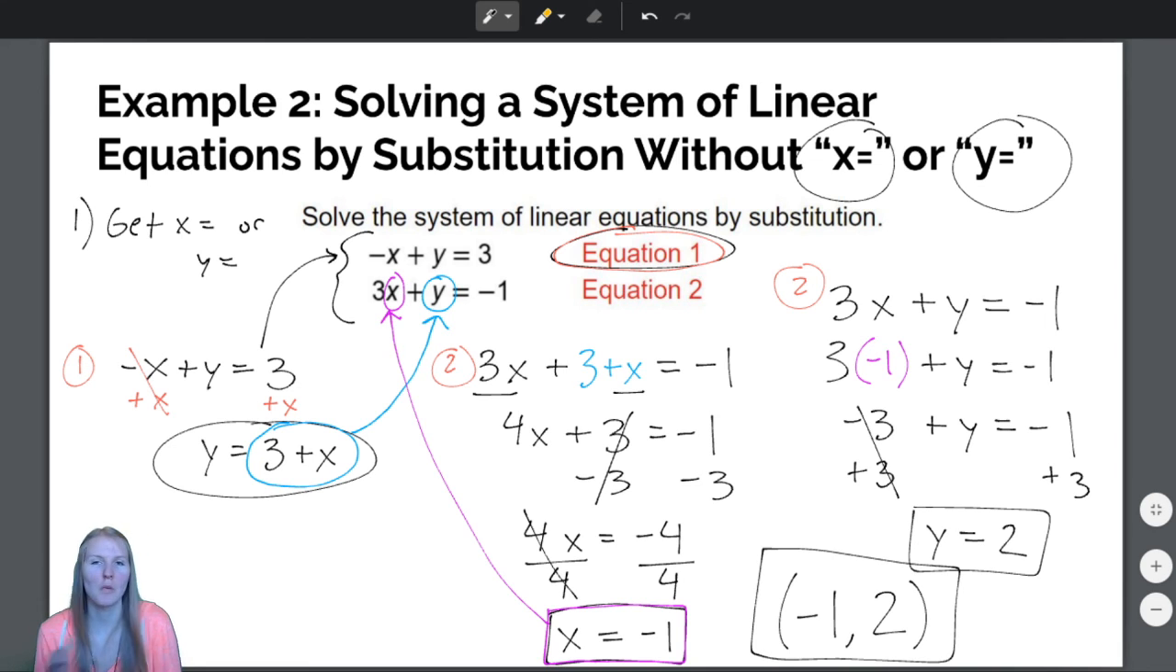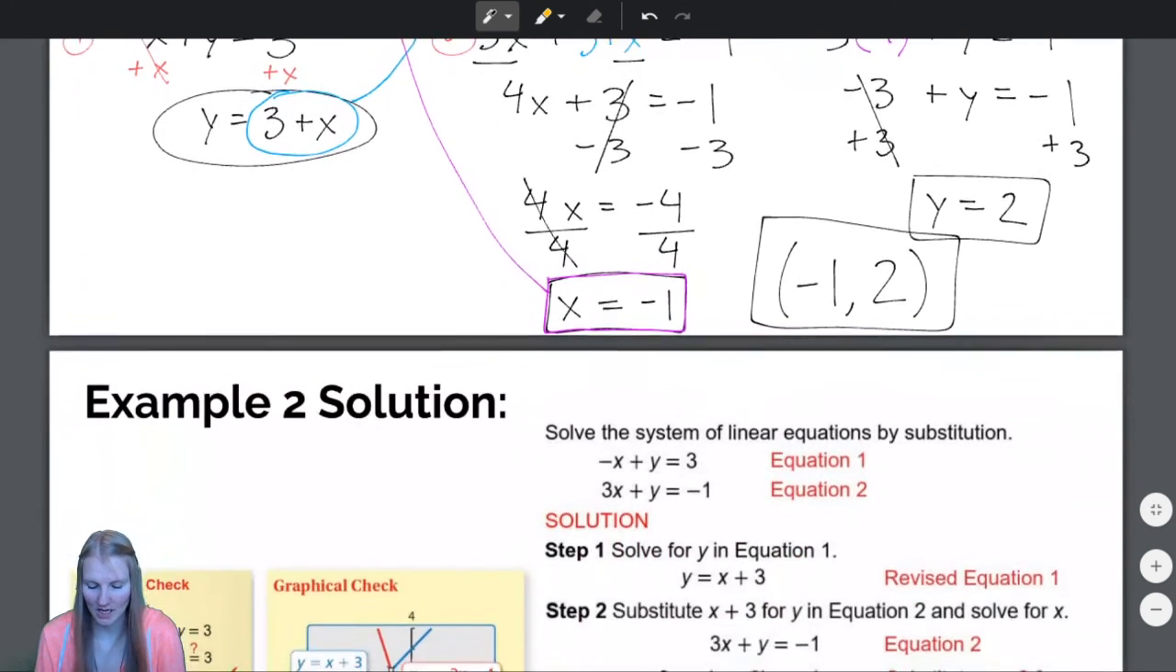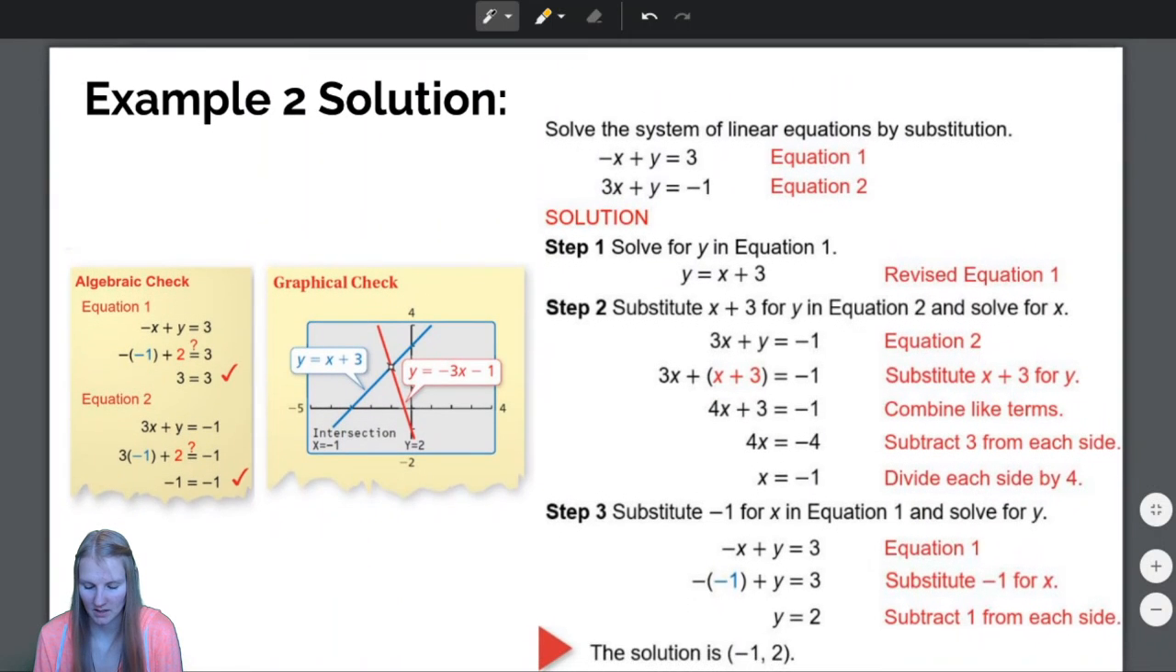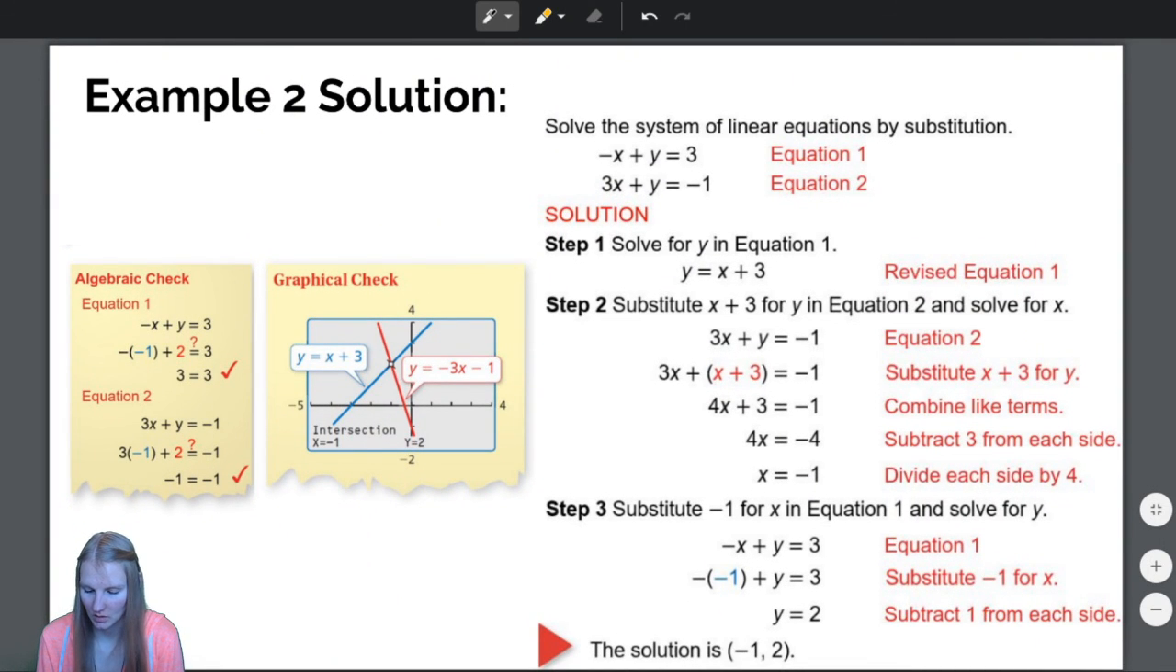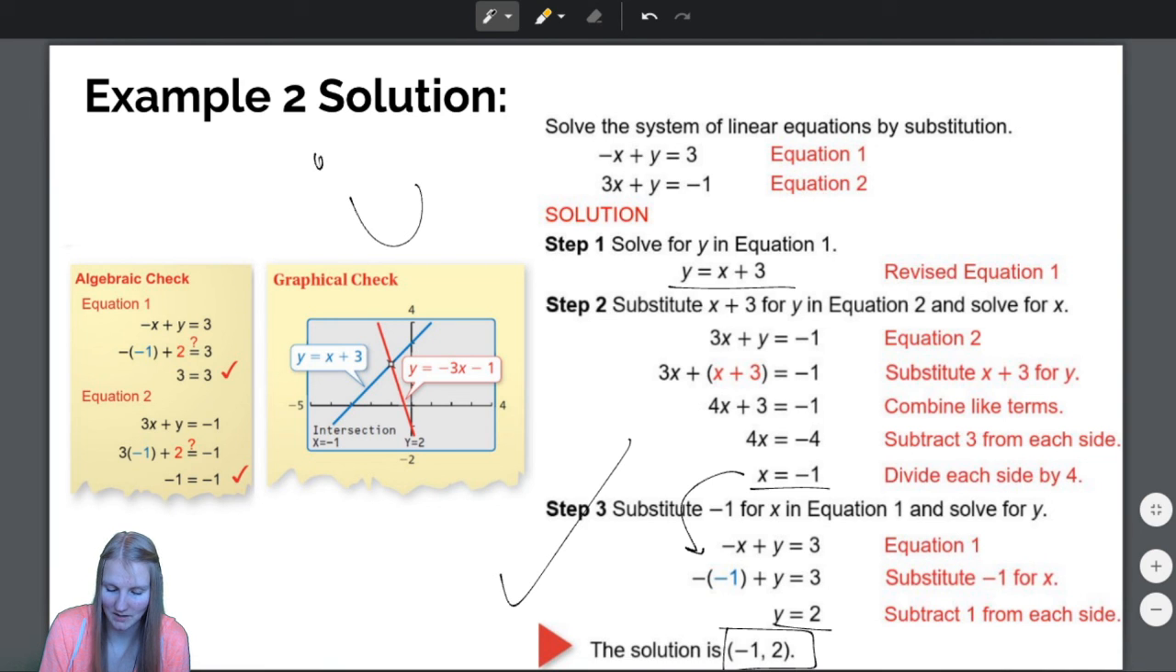X, comma, y. That's how our ordered pairs go. Awesome. Okay, let's check and make sure that we were correct. So, solve for y in equation number 1. Awesome. Solve for x. Boom. X equals -1. Plug it back in, and y equals 2. Solution is -1, 2. Hey, that is exactly what we got. Yay.